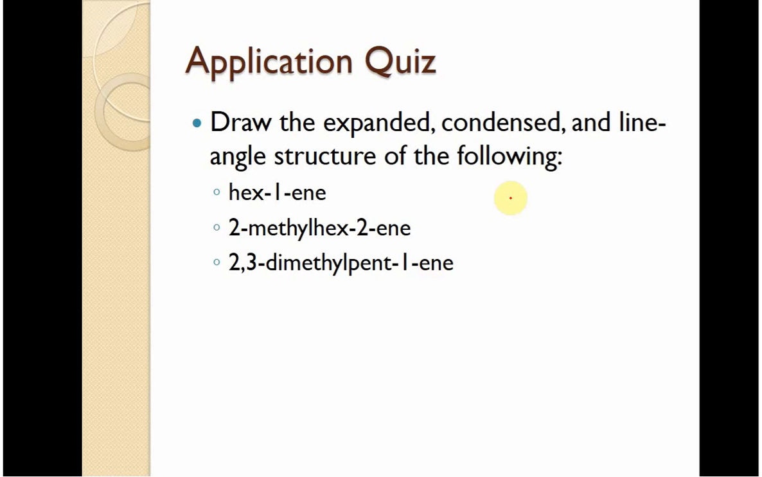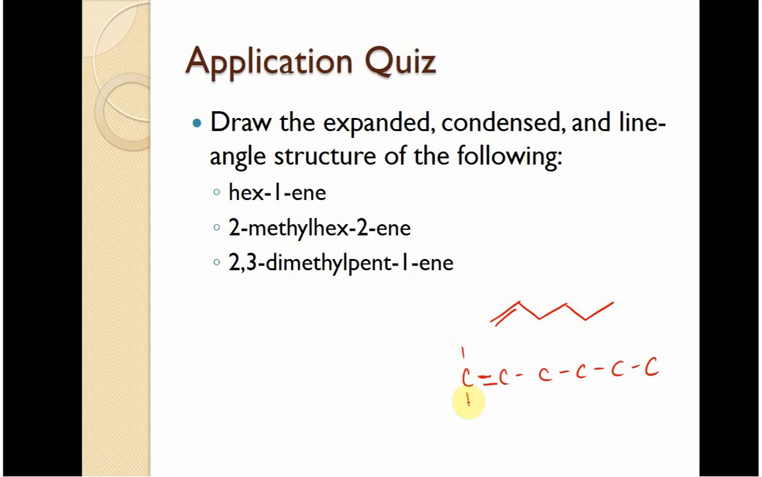So I'm going to do hexene, and then we're going to erase and do the next one, okay? So I'm going to do line angle first. I just really prefer it. 1, 2, 3, 4, 5, 6. Double bond on the first carbon, kind of like that. Condensed is usually easier after you do the expanded, so I'm going to go ahead and do expanded here. 1, 2, 3, 4, 5, 6. Double bond is at that first position. Now I can come back and put in my hydrogens.